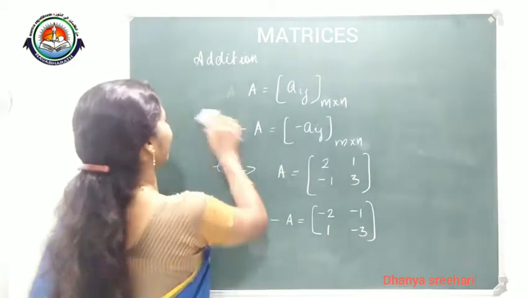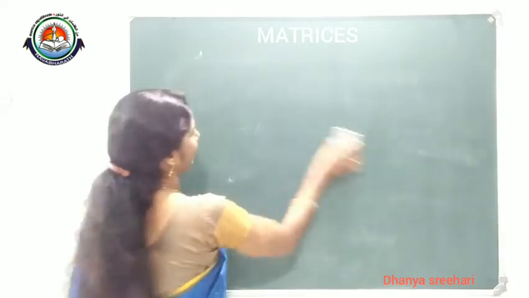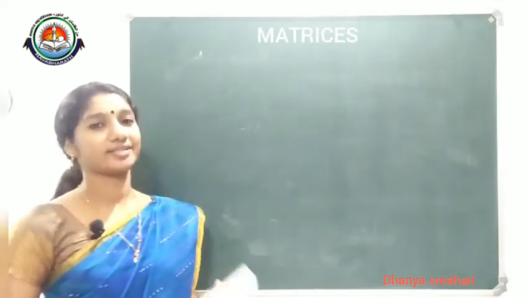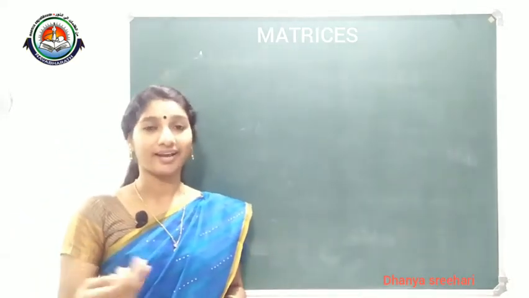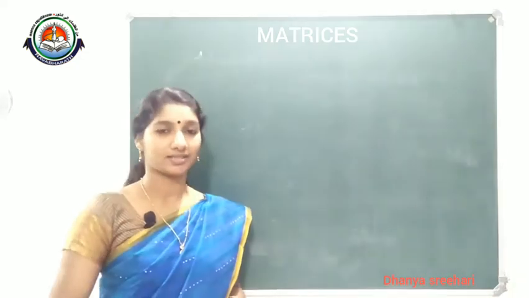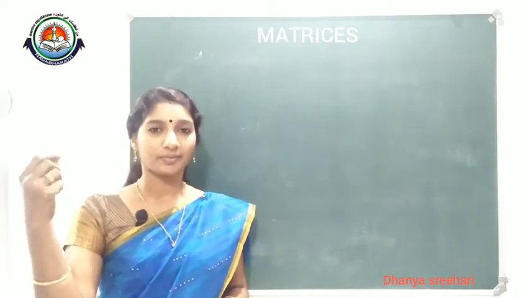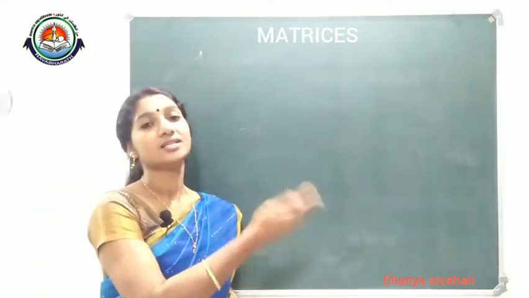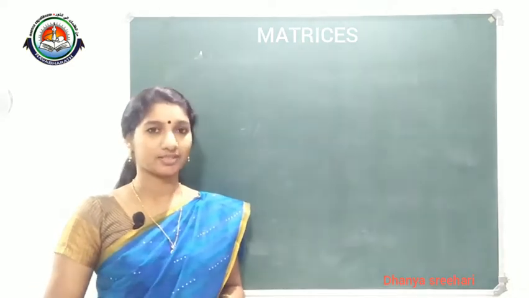Clear? Then the next one is difference of matrices. What is meant by difference of matrices? Same way as we defined addition, adding their corresponding elements, the first matrix minus the second matrix means from each element in the first matrix we are subtracting the corresponding element of the second matrix.